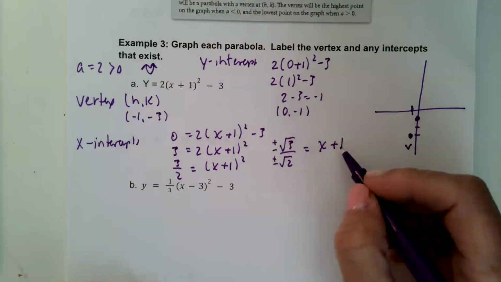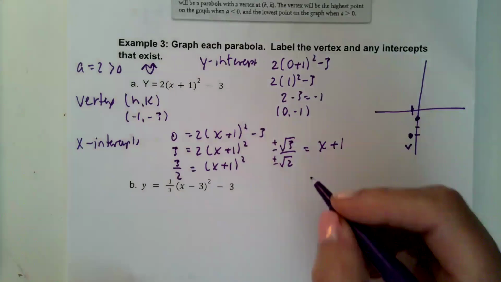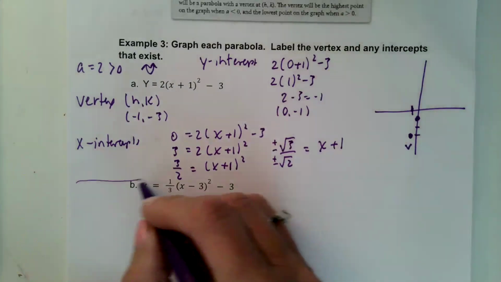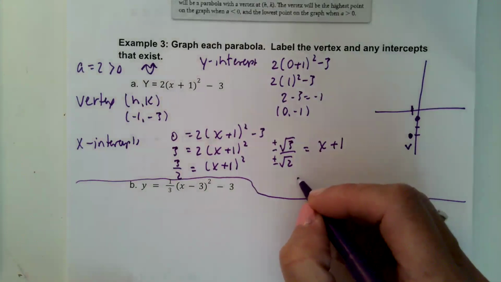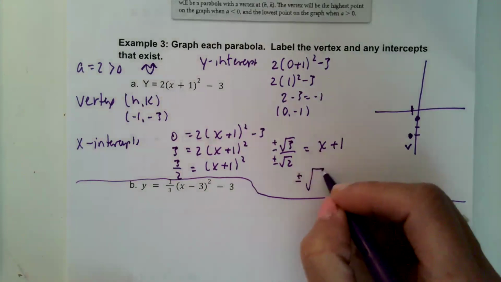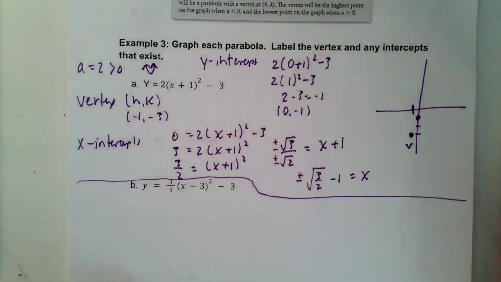So, and then equals 1, or plus 1. So we have to subtract 1. So it's going to be plus or minus the square root of 3/2 subtracting 1 equals x. So we would have to go to Desmos to find this.